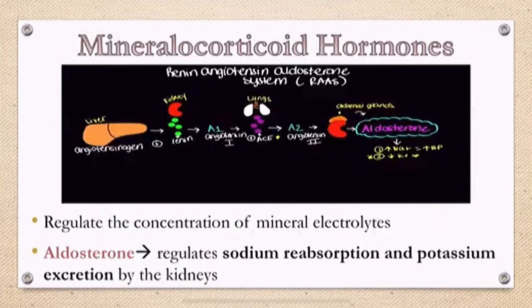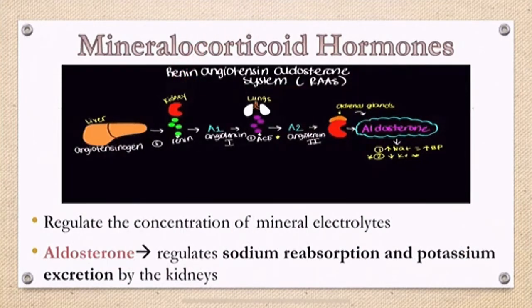So first would be your mineralocorticoid hormones. So it regulates the concentration of the mineral electrolytes. So the most important hormone would be the aldosterone. It regulates sodium reabsorption and potassium excretion by the kidneys. It plays a part in your renin-angiotensin-aldosterone system, or your RAAS.